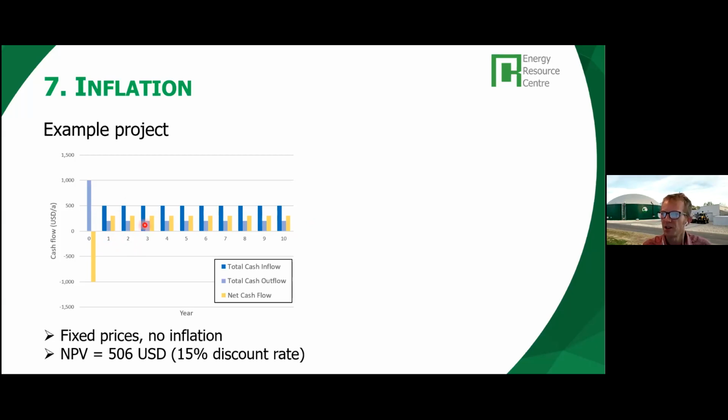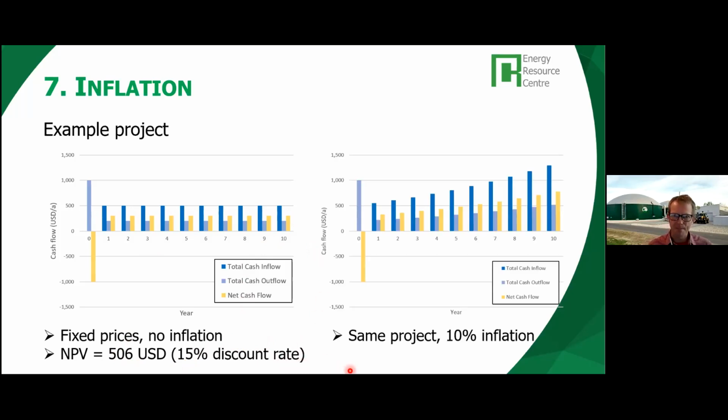Now, if you don't have any inflation, that means that you have a fixed cash inflow and cash outflow, considered fixed amounts over time. That means that also the net cash flow is fixed. That means that you can calculate a net present value, in this particular case just over $500, at a discount rate of 50%.